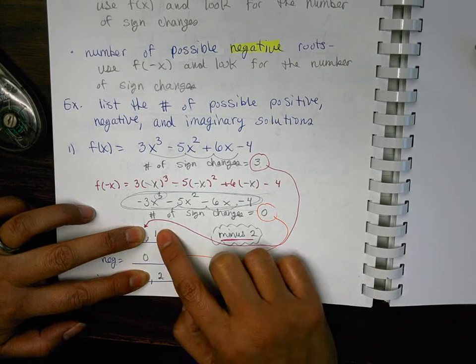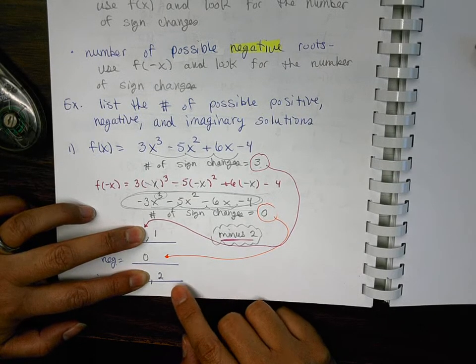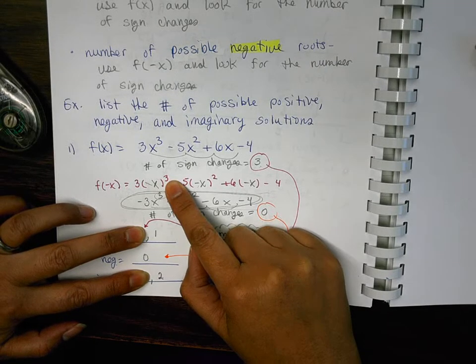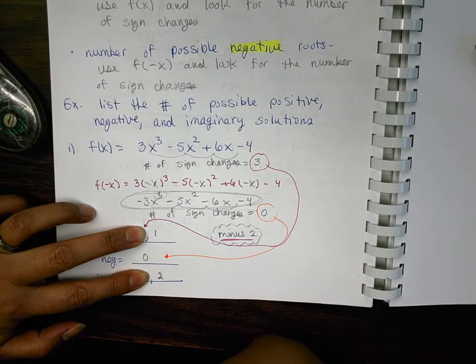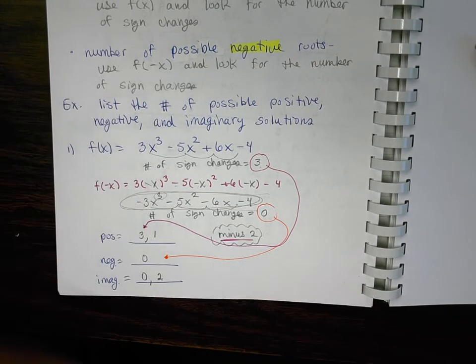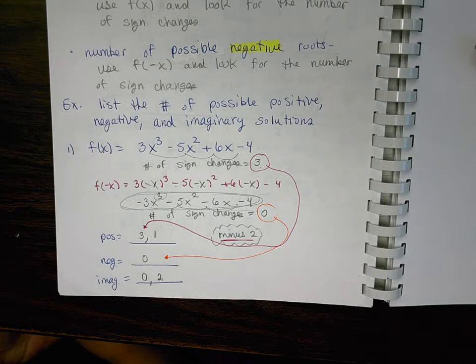We already talked about that one and this one. What if only 1 is positive? We still can't have any negative because it's 0. So that means we have to have imaginary. How many of them would have to be imaginary? 2, because 1, 0, 2 make the 3. Got it? All right, let's try another one and see if it makes a little more sense.